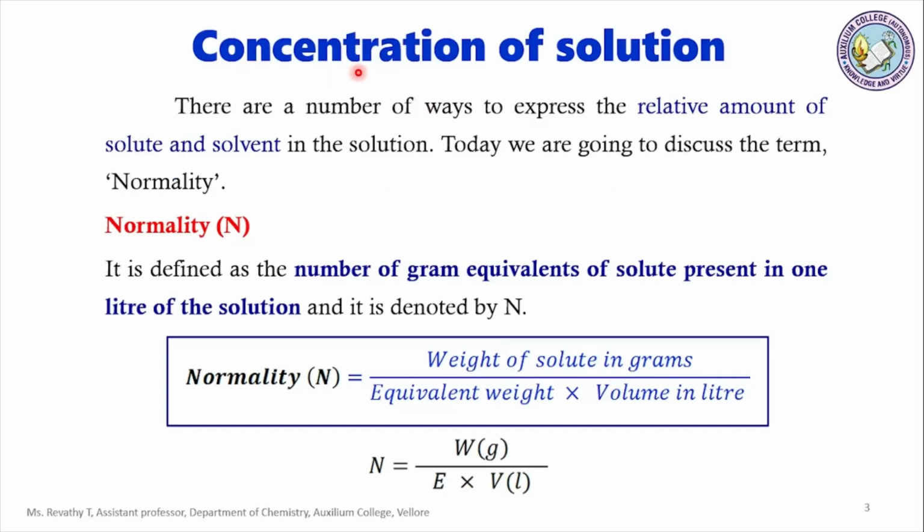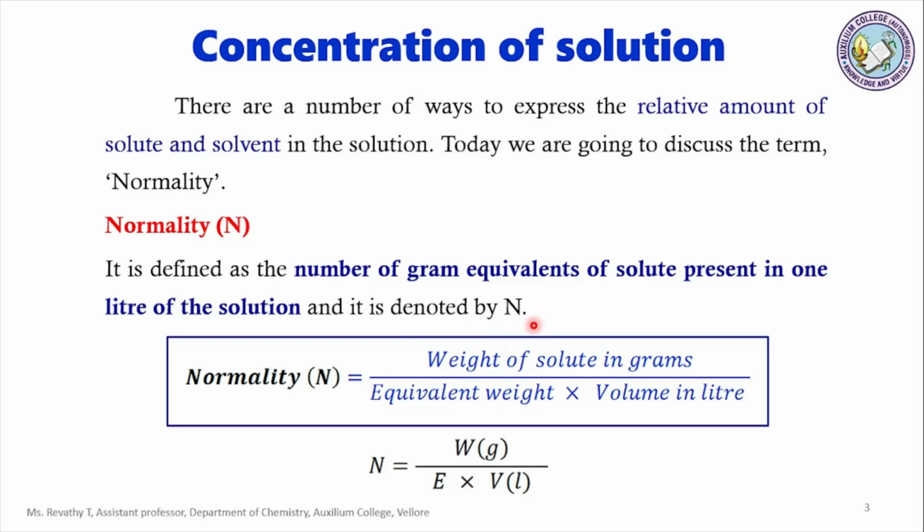First, let's learn what is concentration. Concentration is an expression of how much solute is dissolved in the solvent in a chemical solution. There are a number of ways to express concentration like molarity, molality, mole fraction, percentage, normality, etc. Today, we are going to learn about normality. Technically, normality is defined as the number of gram equivalents of solute present in 1 liter of the solution, and it is denoted by N.